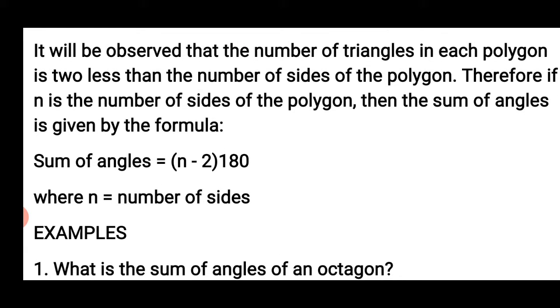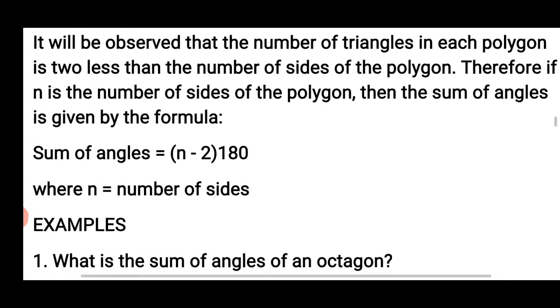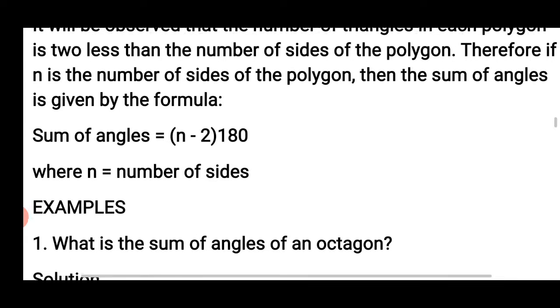Generally, if the number of sides of a polygon is n, then the sum of angles will be n minus 2 into 180. n minus 2 multiplied by 180, where n is the number of sides. n is the number of sides. Now let us look at some examples.